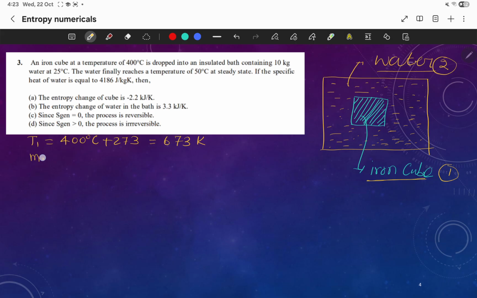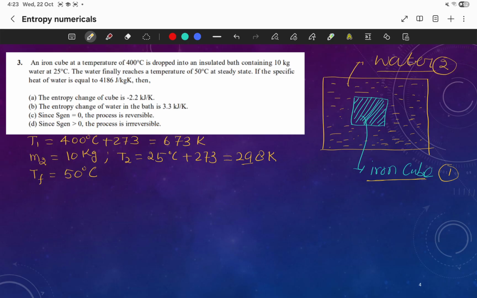So this is what M2 is: 10 kg at 25 degrees Celsius. T2 is 25 degrees Celsius. Add 273 to it immediately, so we will get 298 Kelvin. The water finally reaches a temperature of 50 degrees Celsius, so it is showing T final is 50 degrees Celsius. I think we have discussed this in our entropy formula lecture.